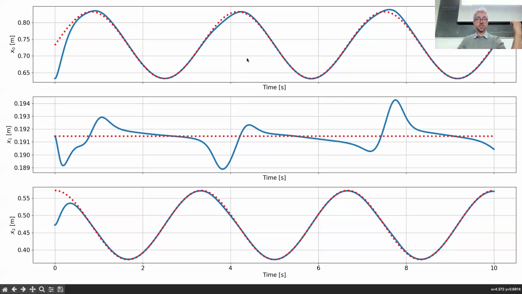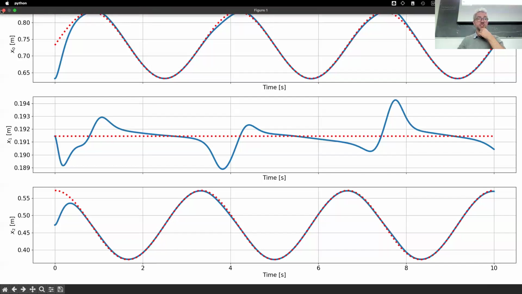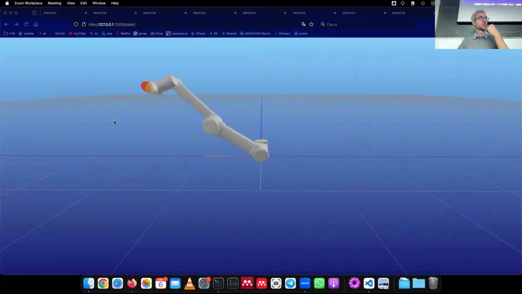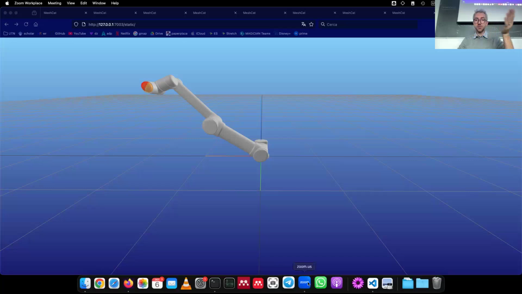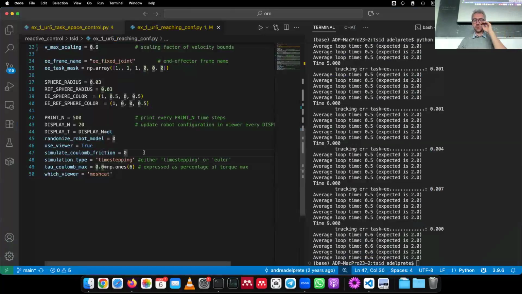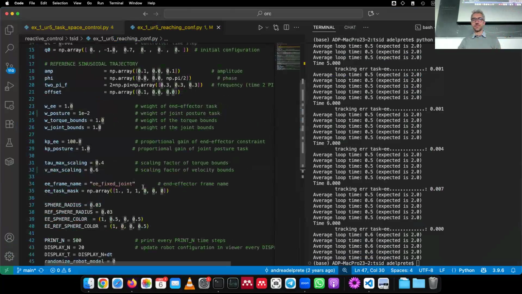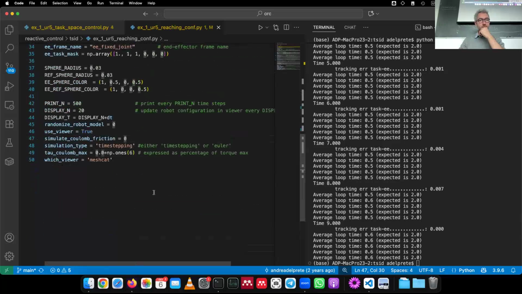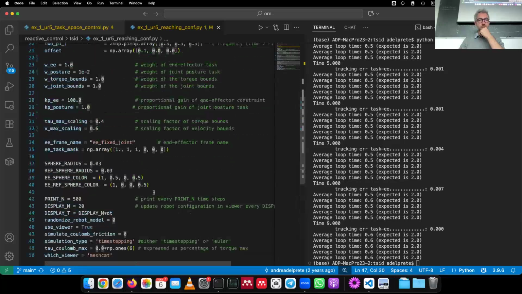So all the errors we were seeing were due to the joint Coulomb friction, which unfortunately is a very frequent, very real phenomenon. So you see it in most robots. Its magnitude may vary, of course, depending on the hardware, but it's something that you almost always have. Okay.